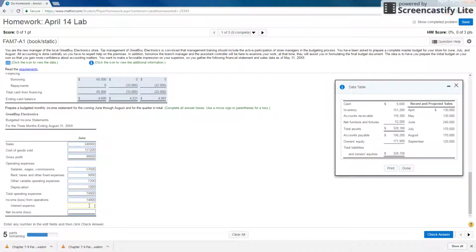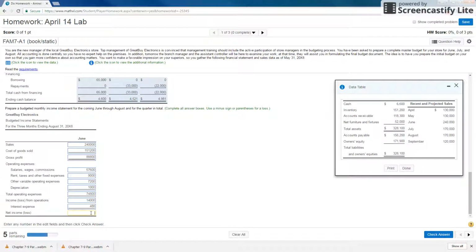The interest that we paid, interest expenses during the June, if you go back to the calculation that we had for that, you will find 488, and as a result our net income is 512. So that's the third part of the video.